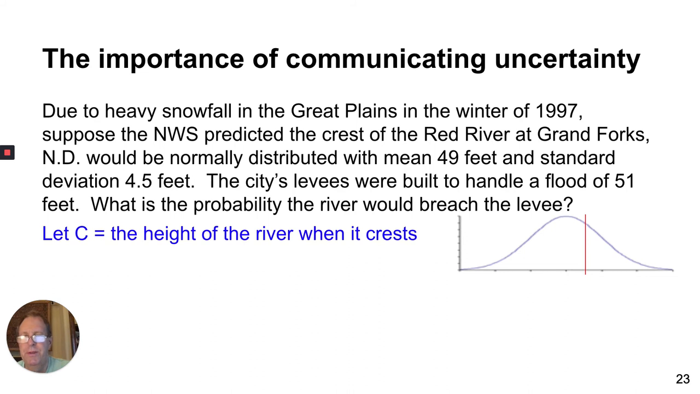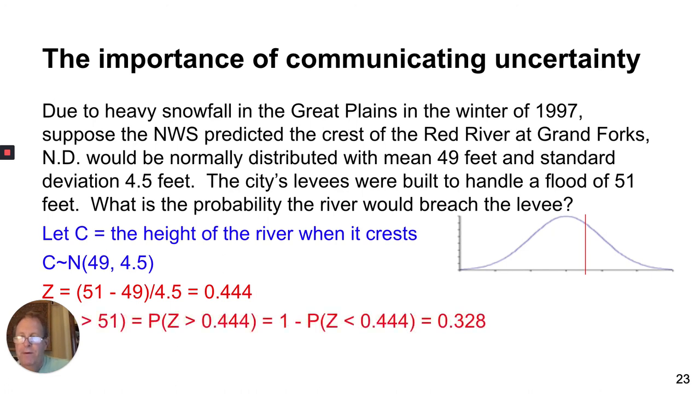Well, first thing I want you to do on this problem, and for that matter on every problem of this type, is to define your variable. So I'm going to let C be the height of the river when it crests. Next thing I want you to do is tell me how C is distributed. C is distributed normally with a mean of 49 and a standard deviation of 4.5. Now I want to calculate the z-score for the height of interest, 51. So the z-score for a crest height of 51 would be 51 minus 49, all divided by 4.5. That's 0.444. So it's less than half of a standard deviation above the mean.